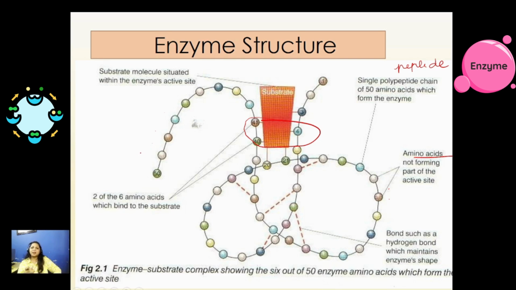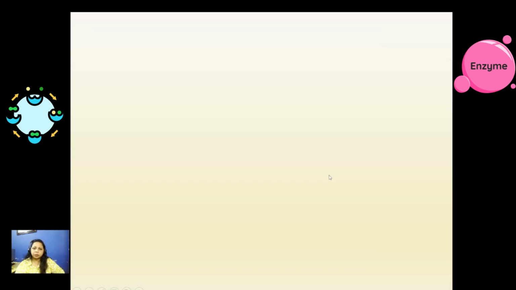Now, what is the active site? How do we chemically define it? This is the site where the bond between the substrate and the enzyme is possible. There would be bonding between substrate and enzyme, and that bonding leads to a chemical reaction which further converts the substrate into product. These dotted lines indicate the hydrogen bonds present between the amino acids to convert it into a tertiary structure.